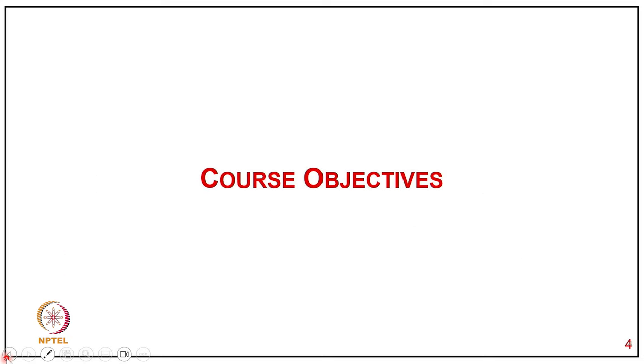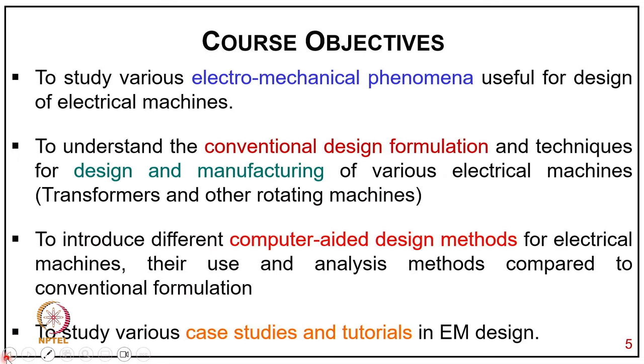Coming to the first part, the course objective. The objective of this course is to study various electromechanical phenomena useful for design of electrical machines, to understand the conventional design formulation and technique for design and manufacturing of various electrical machines, transformers and other rotating machines, to introduce different computer design methods for electrical machines, their use and analysis method compared to conventional formulation, and to study various case studies and tutorials in electrical machine design.